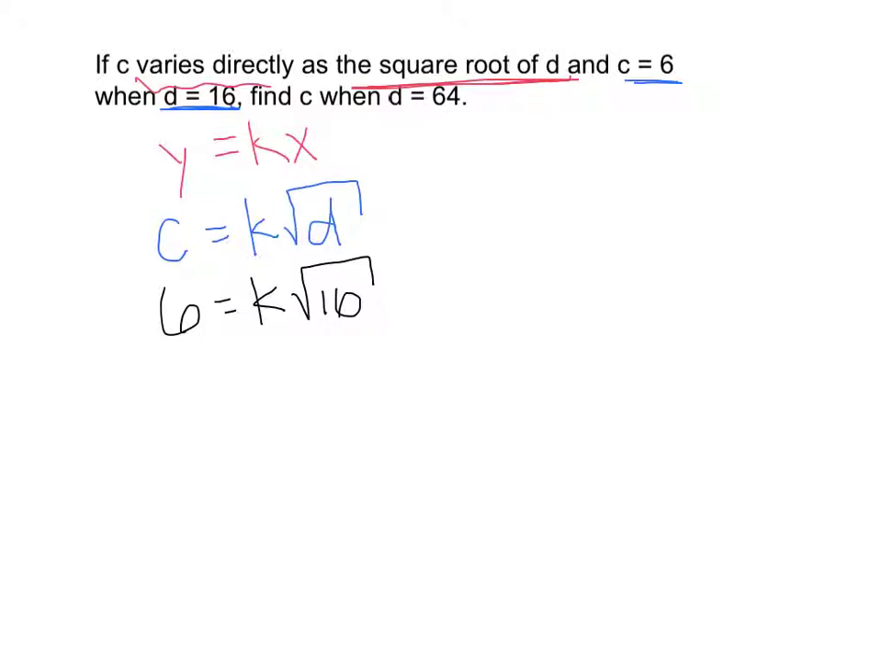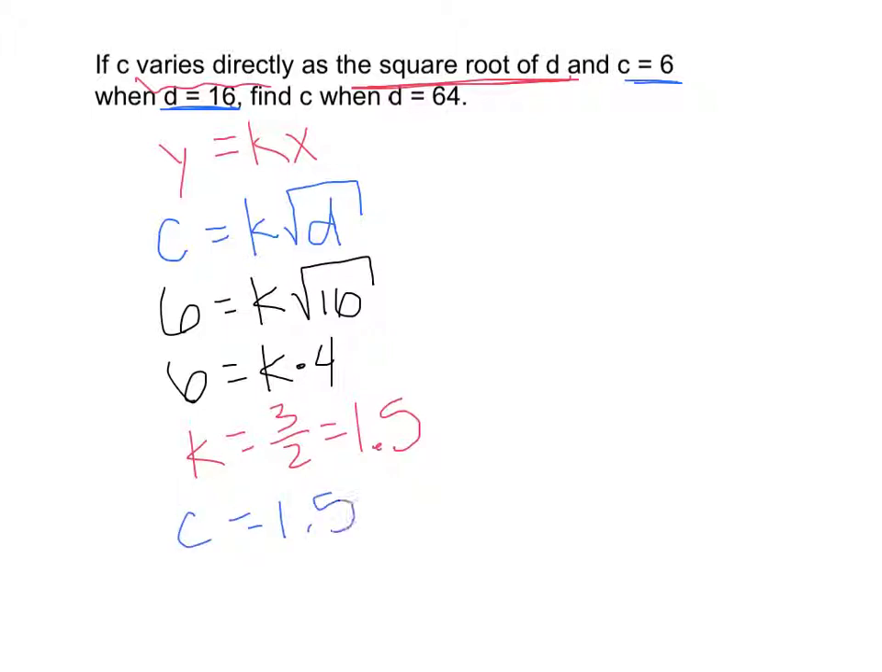So let's see, the square root of 16, we can do that much. 6 equals k times 4. Divide both sides by 4, so you get k equals 3/2, or you can write k as 1.5. So now we have our equation. Well, we have enough information to write our equation. C equals 1.5 times the square root of d.